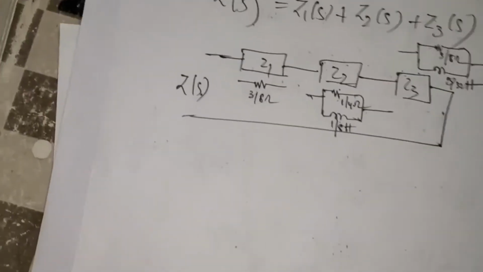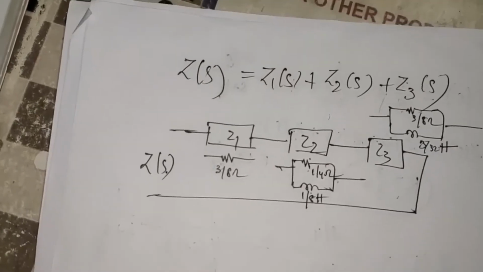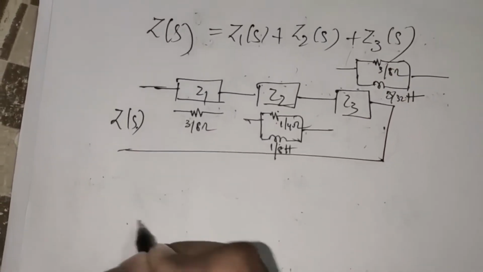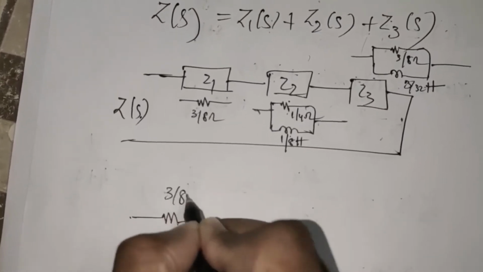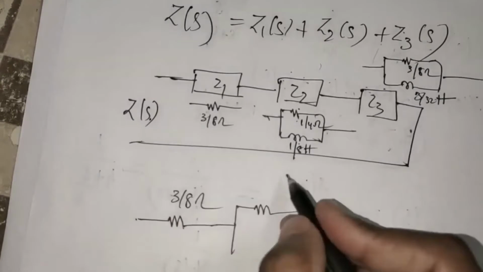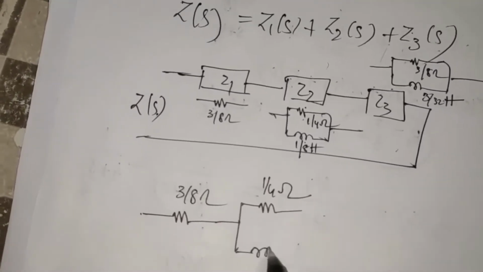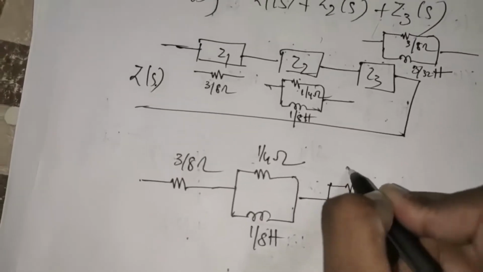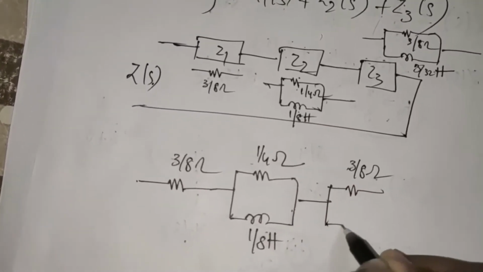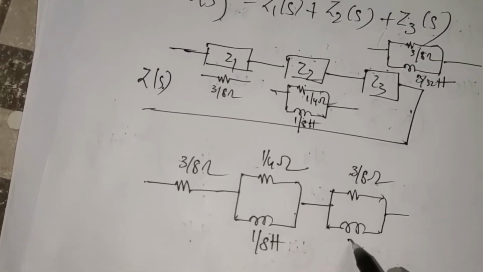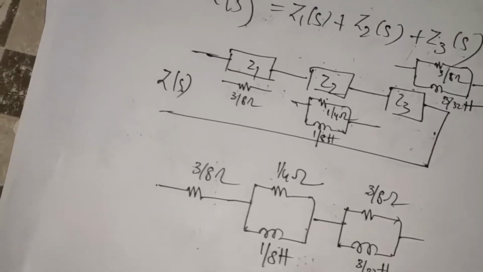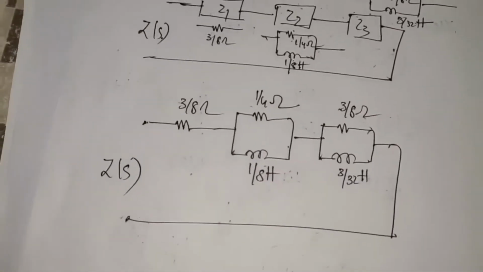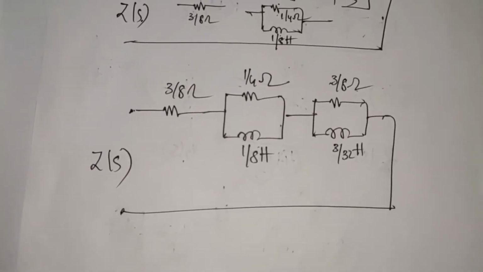So lastly, by synthesizing the given function, this is the network that we obtain. So 3 by 8 ohms. Instead of Z2, I'll get 1 by 4 ohms. This is 1 by 8 Henries. This is 3 by 8 ohms. And this is 3 by 32 Henries. So this is how we synthesize a given function using Foster first form.